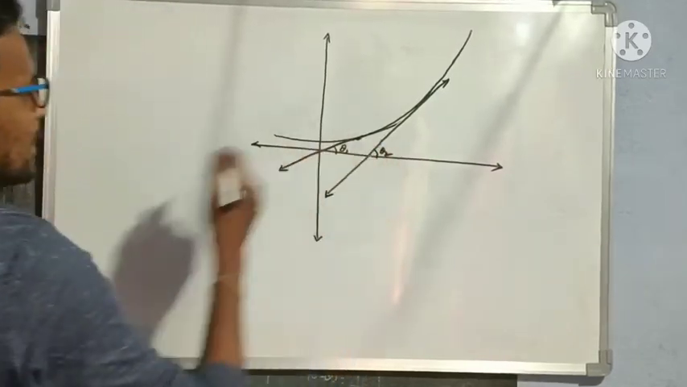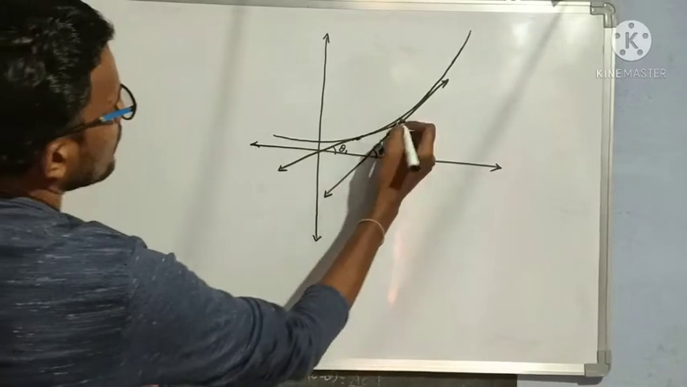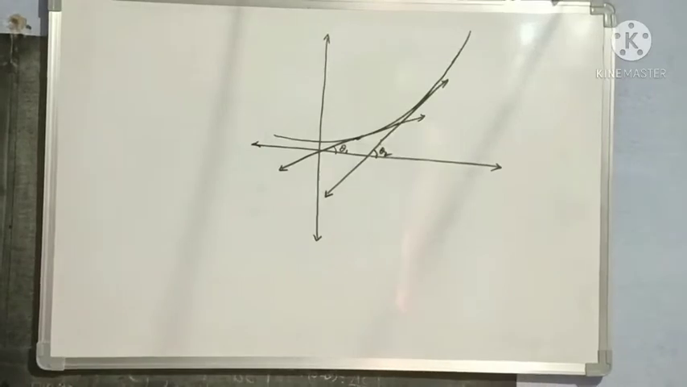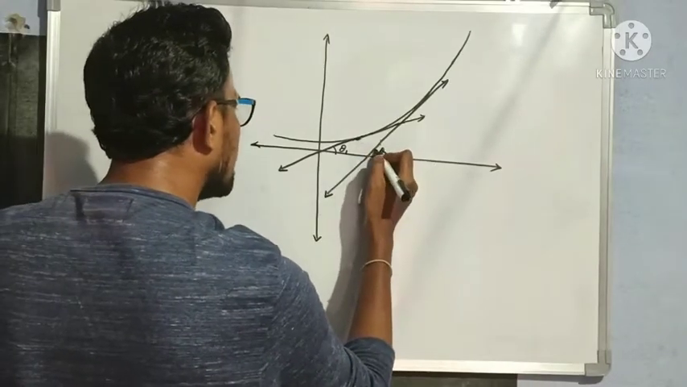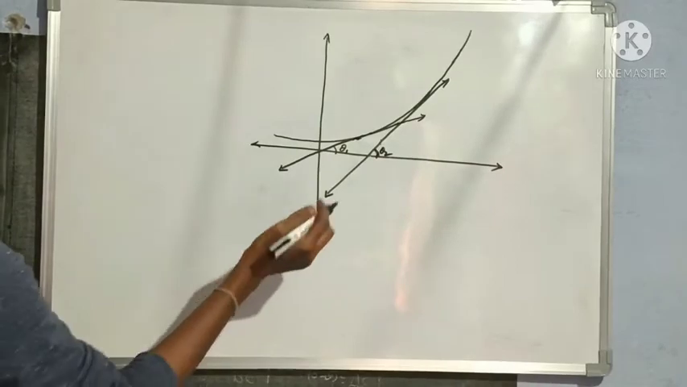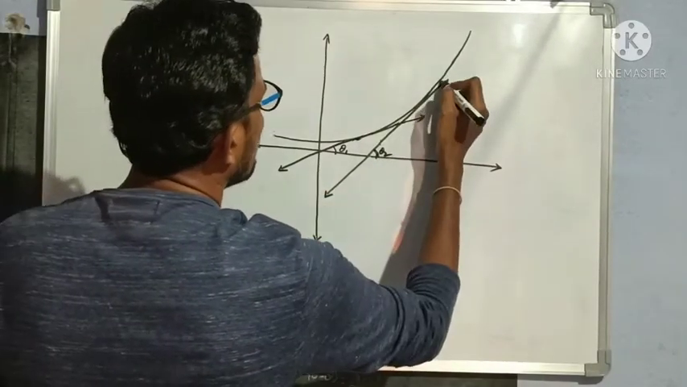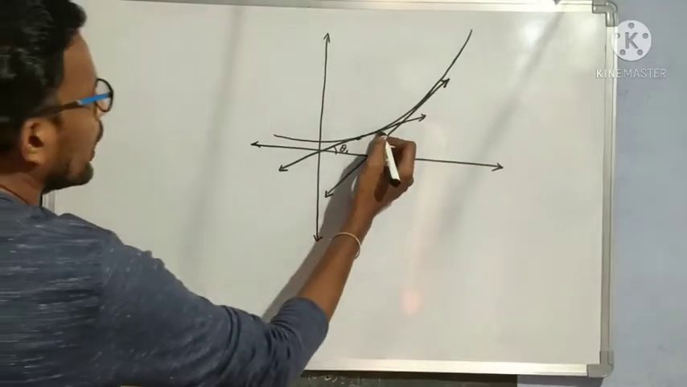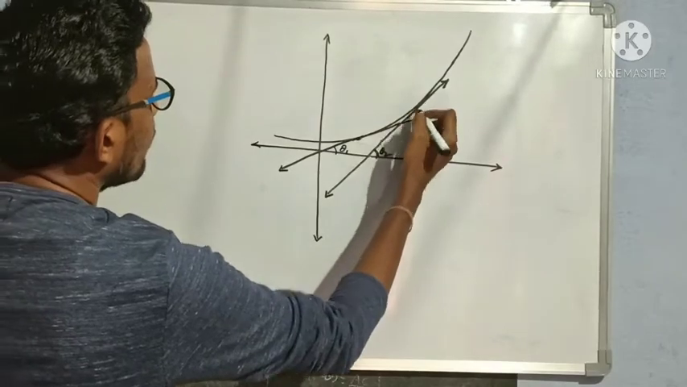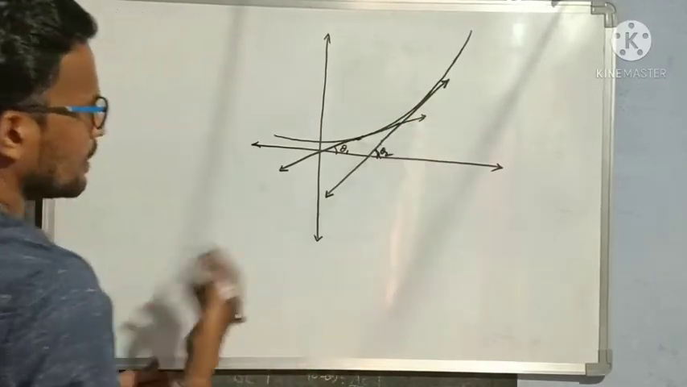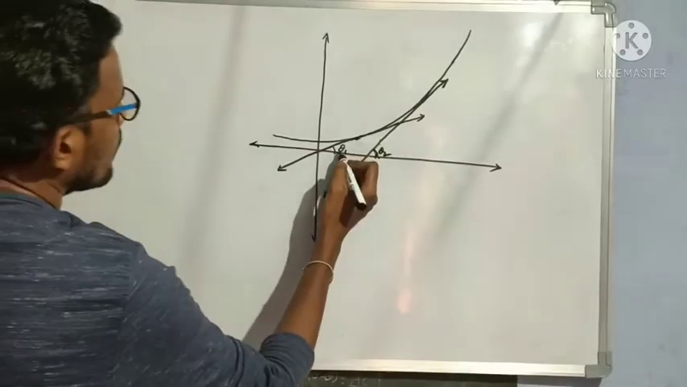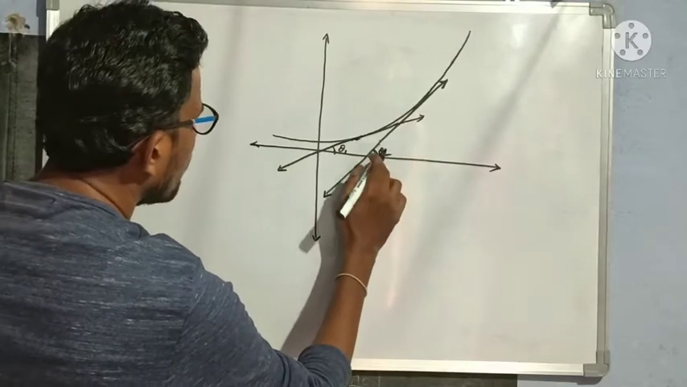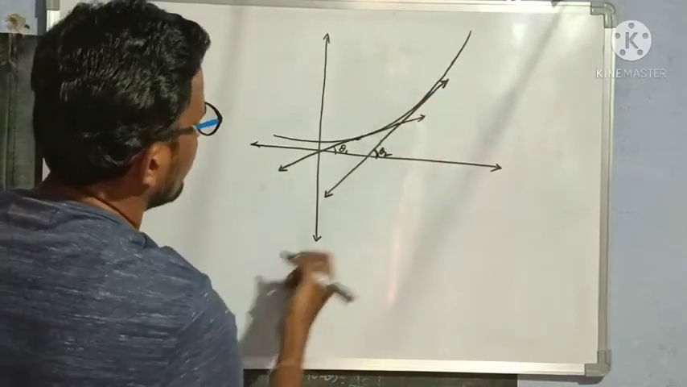Are angle theta 1 and theta 2 same? No, because theta 1 is very small and theta 2 is somewhat big. When the angle of inclination is the same at every point, then we can take the slope of a line as the tangent of that curve, but that is not possible. At every point, the angle of inclination of the tangent is changing, right? Here theta 1 means a very small angle of inclination, and at theta 2 we are getting a somewhat bigger angle, right?